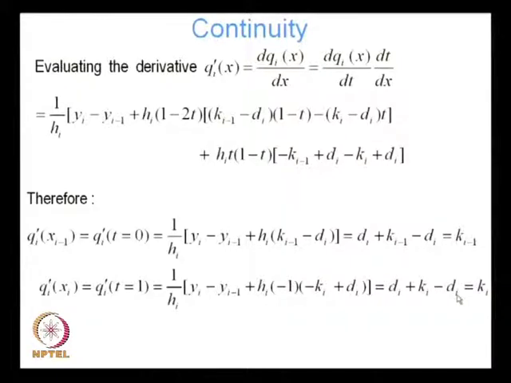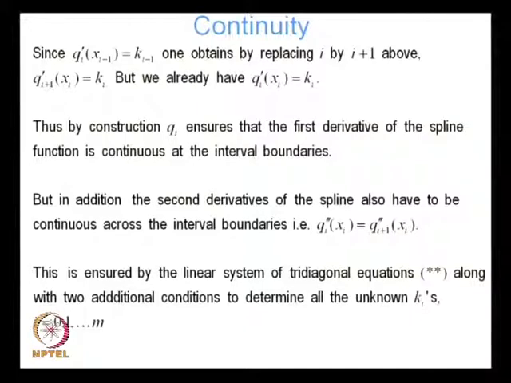So for the interval xi minus 1, xi, if I evaluate the derivative at the right hand point, I get ki. For the interval xi, xi plus 1, if I evaluate the derivative at the left hand end, I get ki. That means the derivatives are equal at the boundaries, and therefore we have continuity in the derivative as well. Thus by construction qi has continuous function values and derivatives of the spline function at the interval boundaries. But in addition, the second derivatives of the spline also have to be continuous across the interval boundaries. That means this condition has to be satisfied.